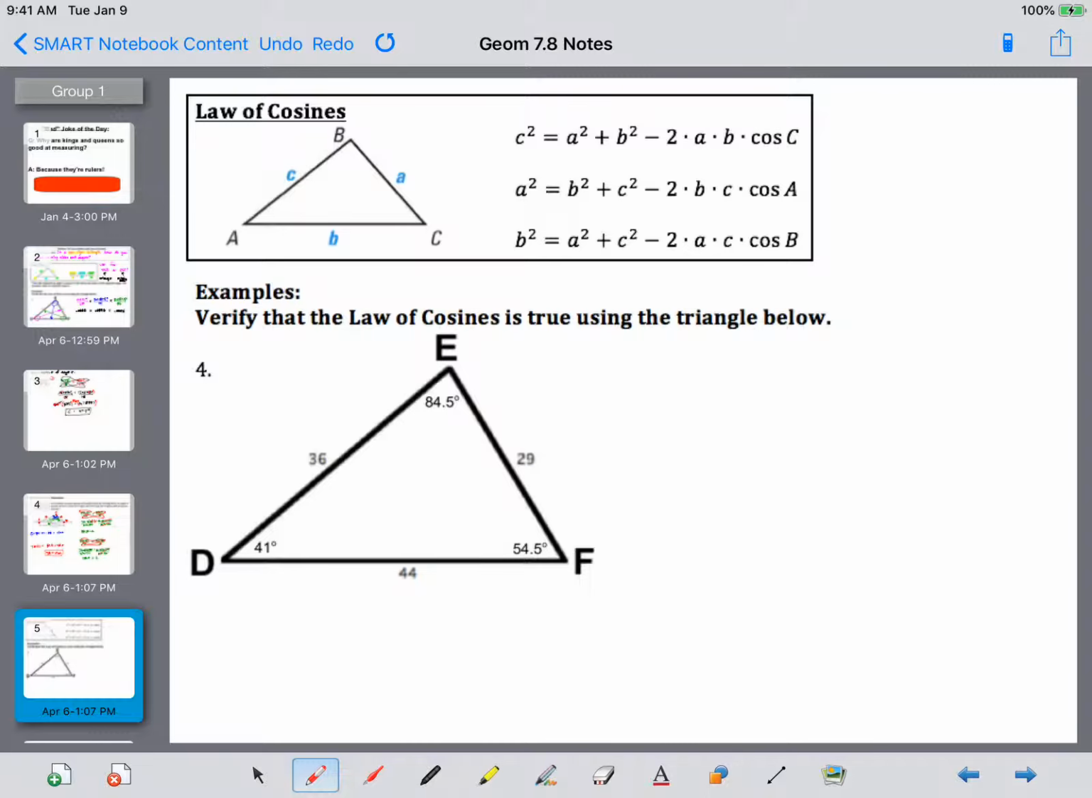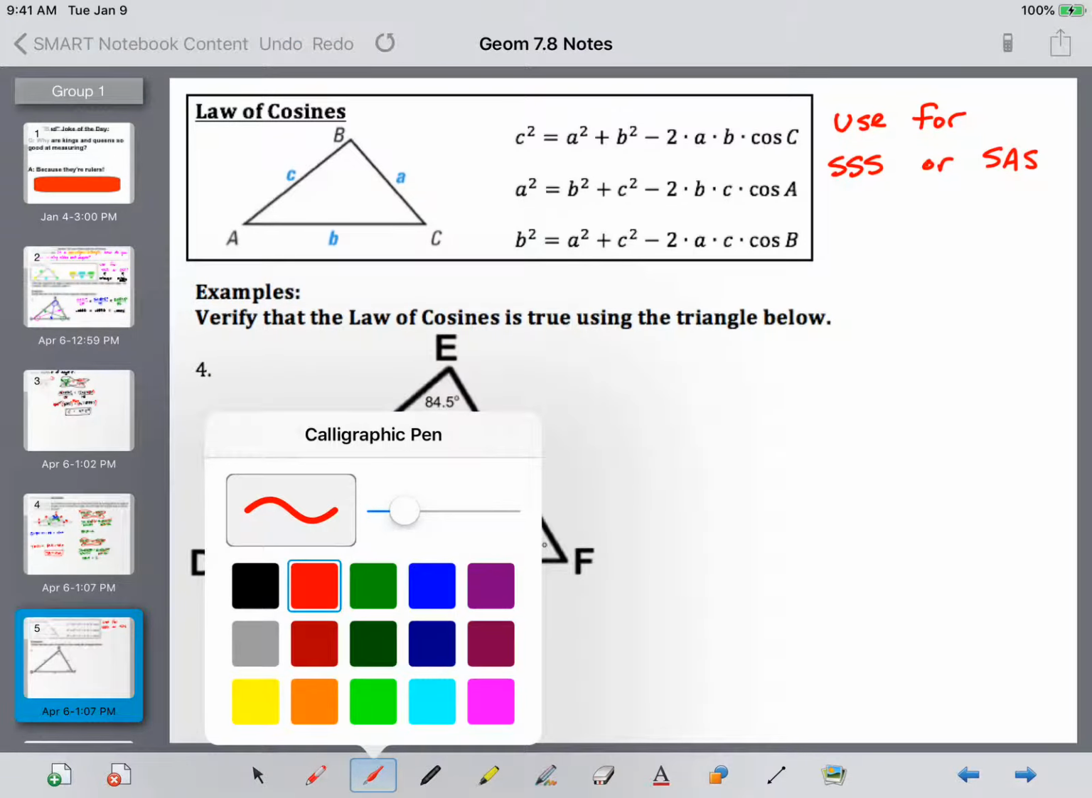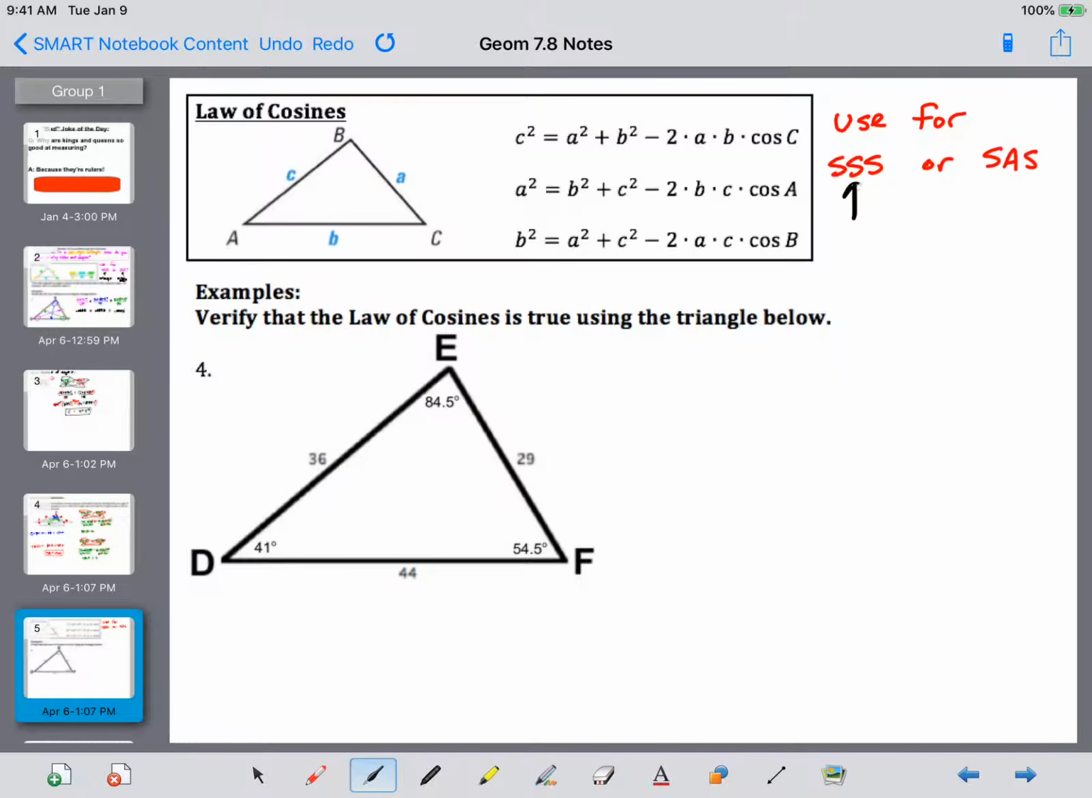So this law gets used if you have a side-side-side triangle, or if you have a side-angle-side triangle. And you're going to use it for side-side-side to find a missing angle. You're going to use this law for side-angle-side if you want to find a missing side, which is the easier of the two. So this one is easier to find missing sides, just like in the law of sines.